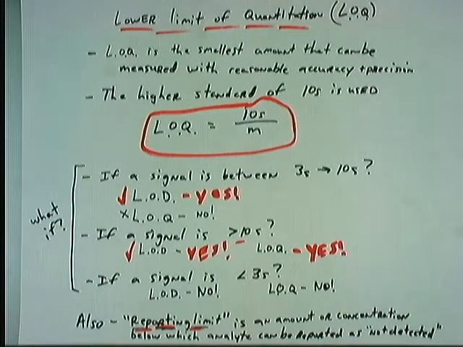Now one more bit of vocabulary before we move on with the sample problem. Something called a reporting limit is related to this discussion. A reporting limit is an amount or concentration below which analyte can be reported as not detected. So you might be confused with the terminology reporting limit as it relates to detection limit or quantitation limit.